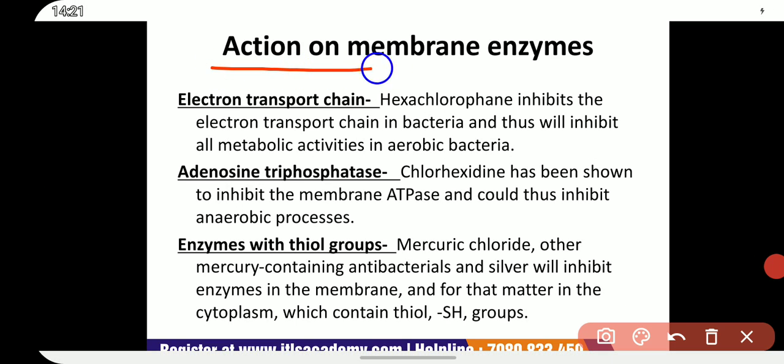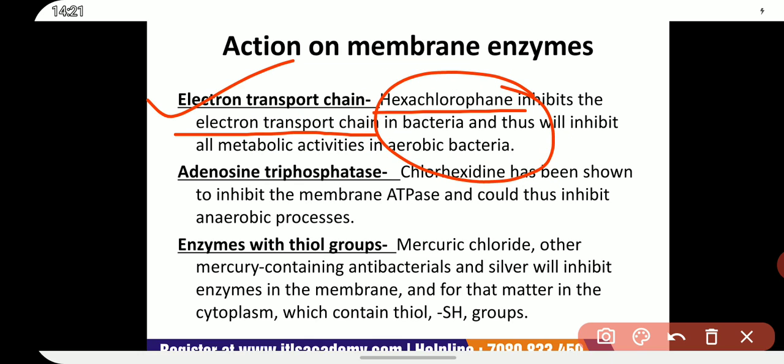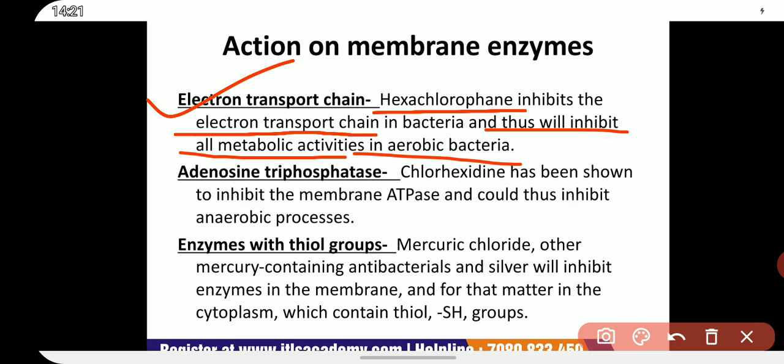Next is action on membrane enzymes. First is the electron transport chain. Hexachlorophene inhibits the electron transport chain. Hexachlorophene is an antibiotic that inhibits the ETC in bacteria and thus will inhibit all metabolic activities in aerobic bacteria.